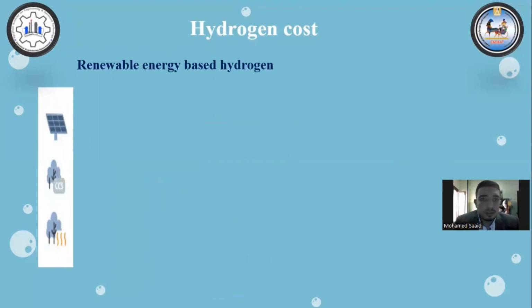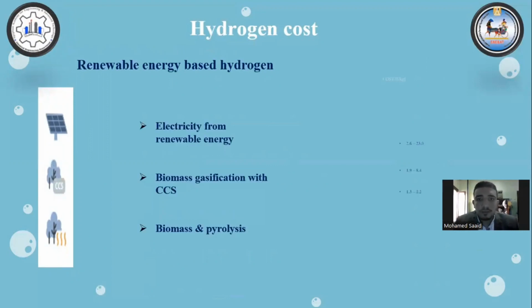Renewable energy-based hydrogen, when using electricity from renewable energy, will cost from $2.6 to $23 per kilogram. By using biomass gasification with CCS, it will cost $1.9 to $8.4 per kilogram. And using biomass pyrolysis, it will cost $1.3 to $2.2 per kilogram.